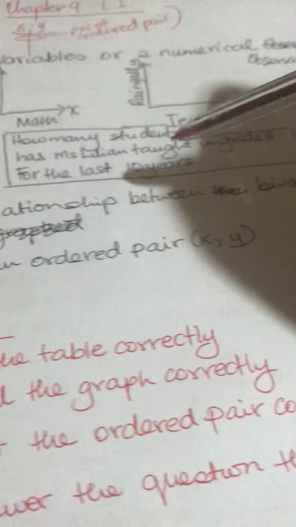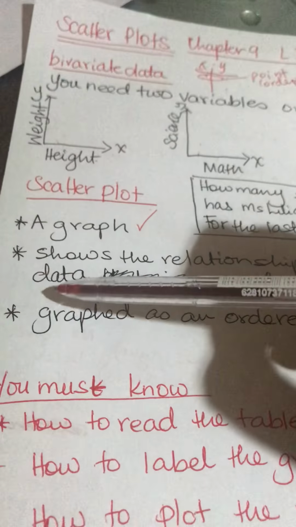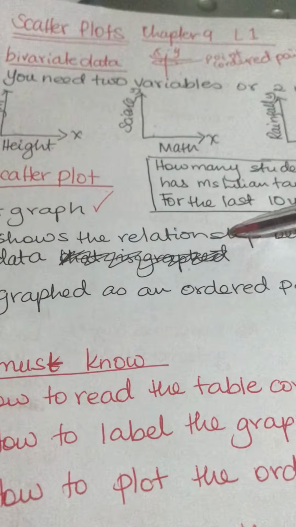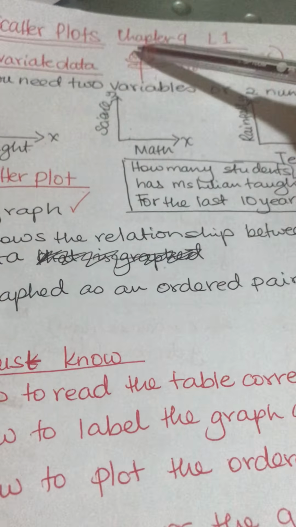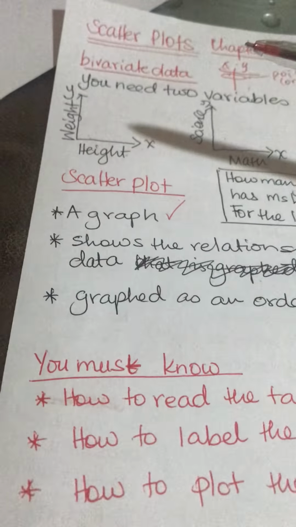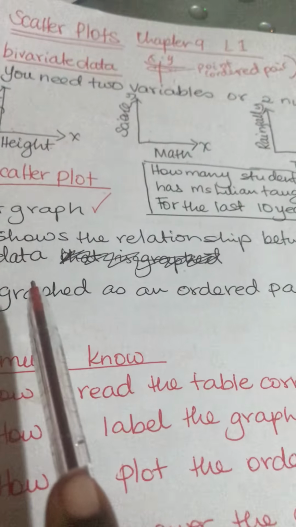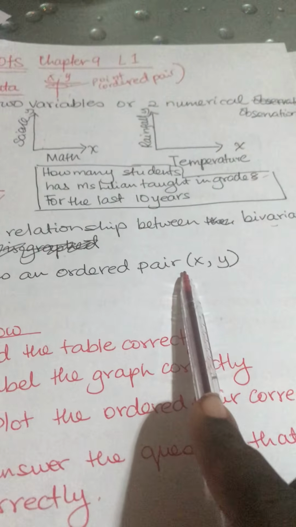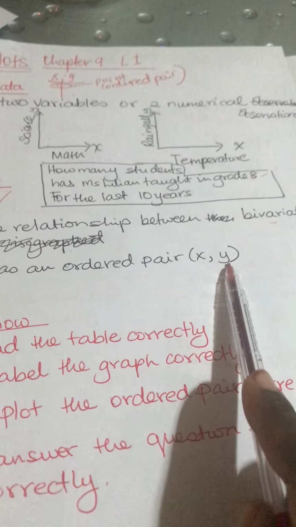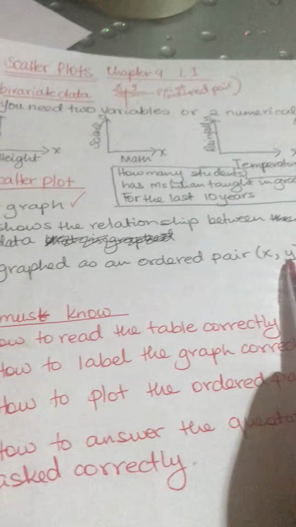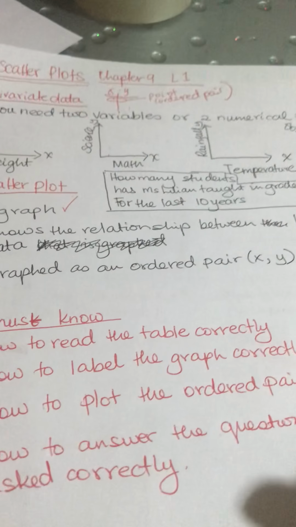Okay? All right. So scatter plot, it is a graph. It shows a relationship between bivariate data. When you put things in a graph, you are showing a relationship. When you put data in a table, you're showing a relationship. And you have to write them as ordered pairs for you to graph them. Remember, ordered pair, you need a number for x and a number for y. So this is called the x coordinate and this is called the y coordinate. And because they are two, we call them an ordered pair.